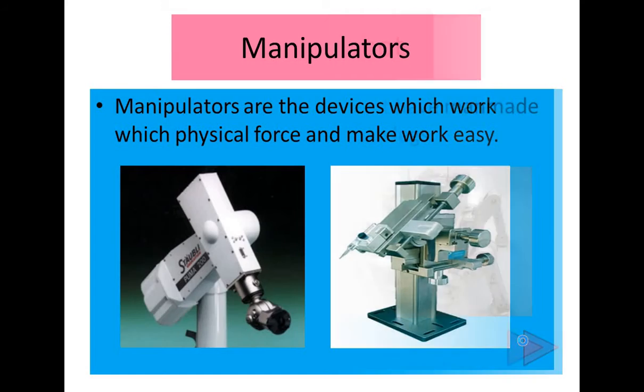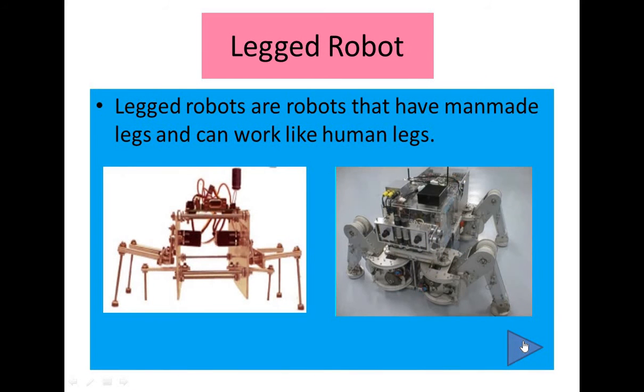So let's move forward to legged robots. Legged robots are robots which have man-made legs and can work like human beings, like human legs. If you can see these two pictures, in the first picture, as I said, this robot contains two motors which let these legs move. So the motors are required. I will be telling you about motors in a later video. This is the legged robot.